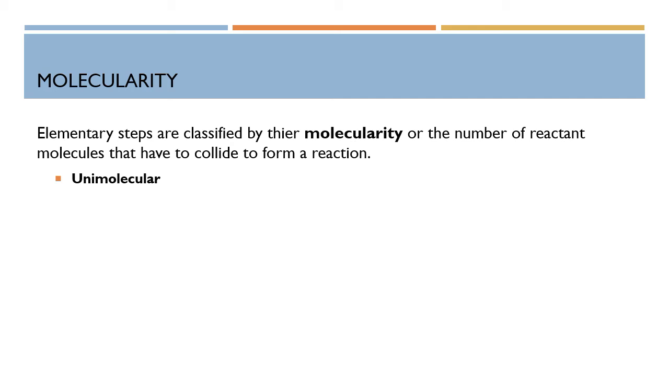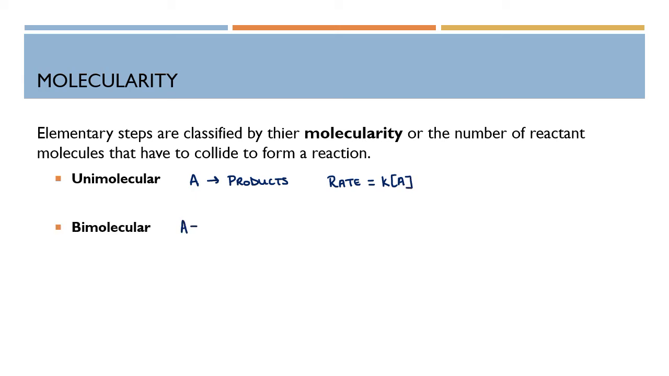One thing I want to point out here is molecularity. Elementary steps are classified by their molecularity, which is the number of reactant molecules that have to collide in order to form a reaction. This will make sense when we get to rate laws. In a unimolecular reaction, one thing turns into products. So the rate law for a unimolecular reaction is rate equals the rate constant times the concentration.